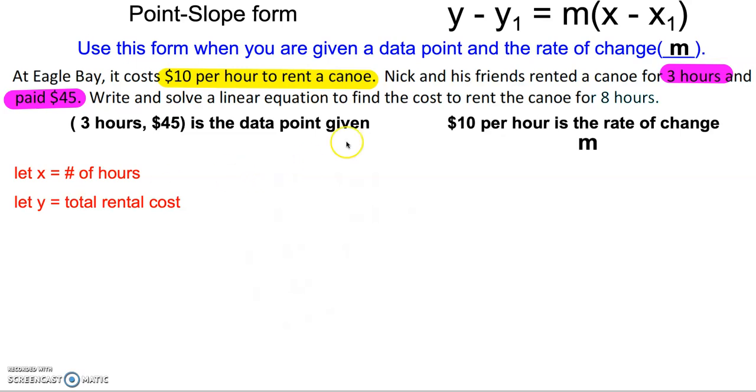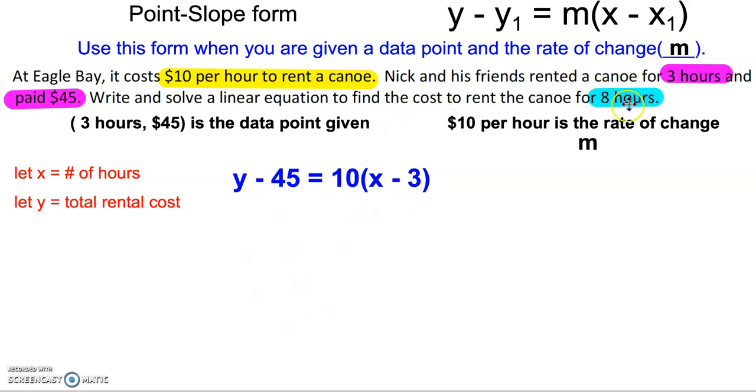Now we can use the point-slope form to set up the equation. Y minus the y value of the point equals our rate of change, m, times x minus the x value of the point. So this is writing that linear equation. This is the equation of the line in that point-slope form. Now the other part is it asks us to solve the equation when we know we want to rent the canoe for 8 hours and we want to find the cost.